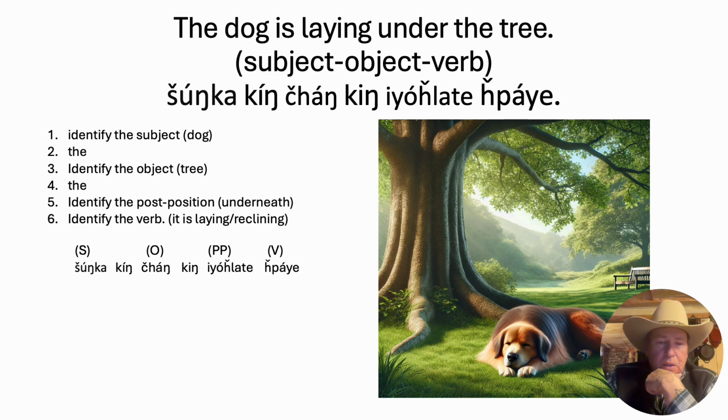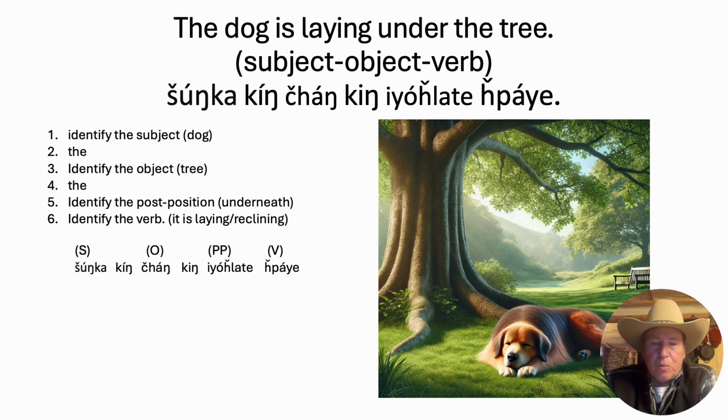You can just go down, and if you want to keep that little kind of direction list, ask your students each one, and you can fill it in on a board or whatever as you go along. So you want to ask them, okay, can we identify the subject? What are we talking about here? In this case, it's the dog. And then we have the definite article the right after it. So the dog, shunkaki. Then we want to identify the object. What is the object? So the object is the tree. And then again, we have the.